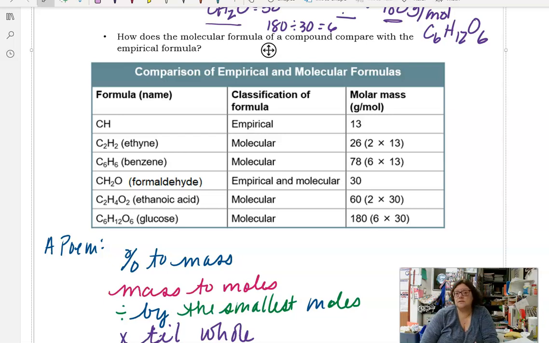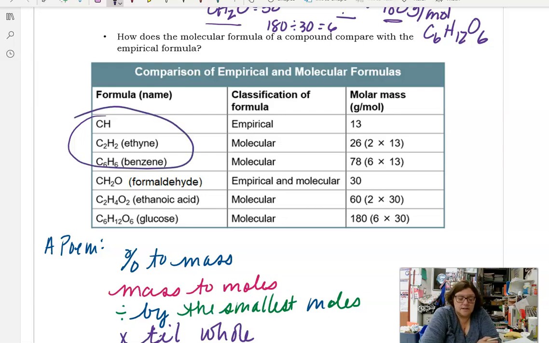Now, the easiest way to do this is going to be to do some problems together so that you can see. Here, I did include this data table. These 3 molecules all are CH for their empirical formula. Ethine is C2H2, benzene is C6H6. So the empirical mass of CH is 13, 12 plus 1. C2H2 is 26, which is 2 times 13. C6H6 is 78, which is 6 times 13. Okay.